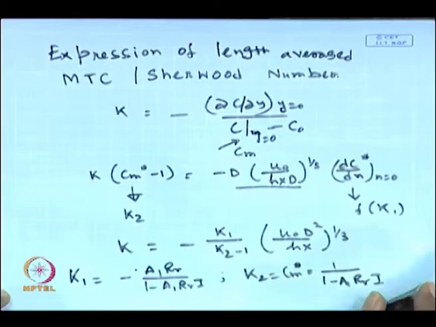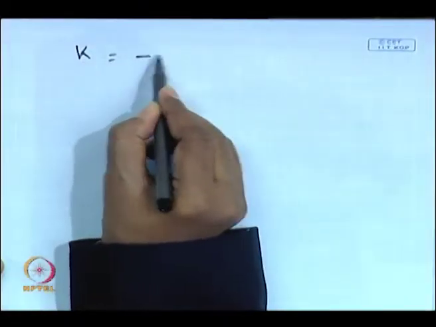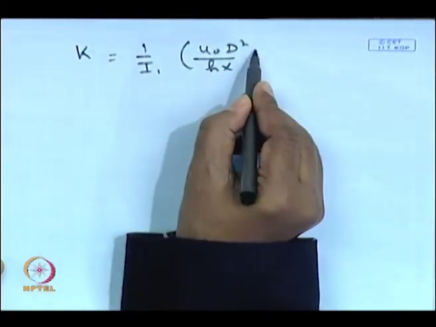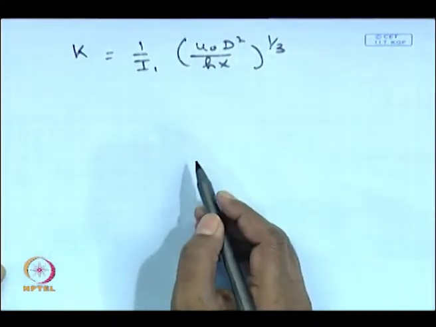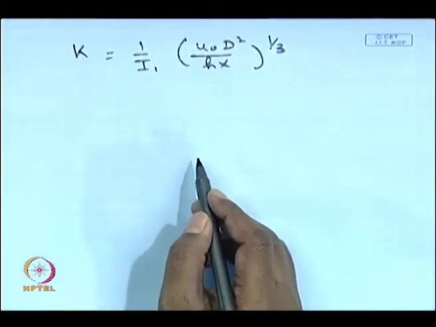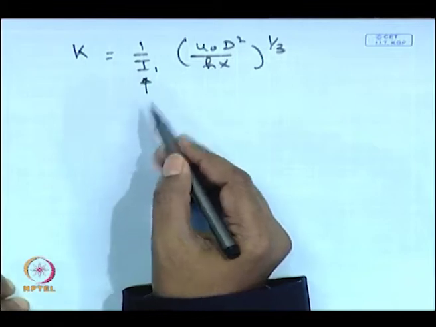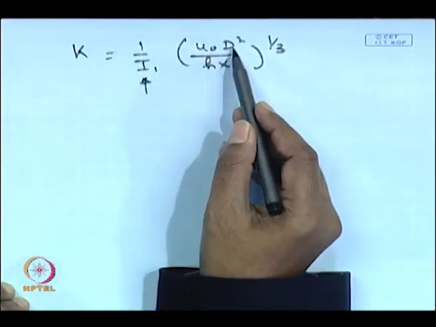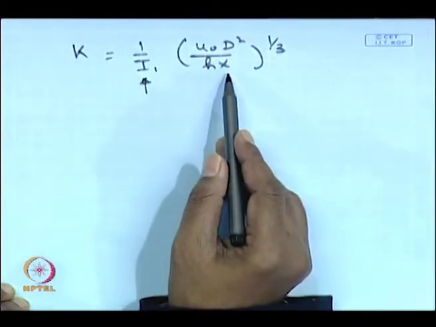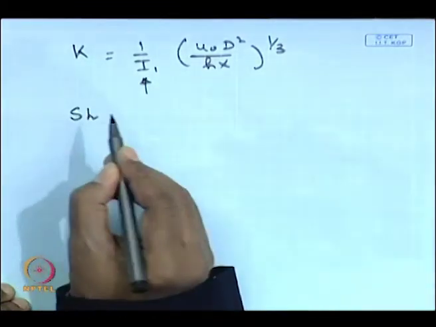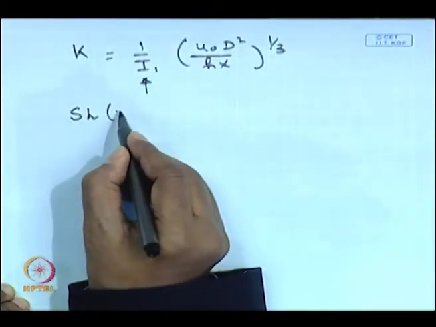So what you get is that you will be getting K as 1 over I1 (U0 d squared divided by Hx) raised to the power 1 upon 3. So once you get the expression of K, and this I1 is basically a definite integral, so it will be returning you a value. U0 is constant, d is constant, h is constant, so K is inversely proportional to x to the power 1 upon 3. Once you get the expression of K, you can get the expression of Sherwood number as a function of x star.